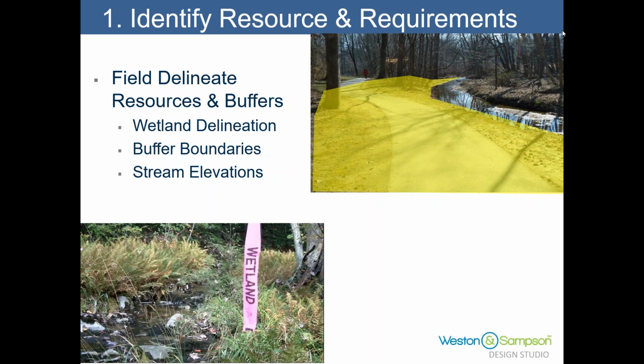The example on the right-hand side shows a stream corridor that has a buffer highlighted in yellow, and just understanding what would be the potential impacts of creating a trail adjacent to the stream valley and within the buffer area. And finally, in the field, it's important to know what the elevations of streams or other water bodies are, to know how a storm event or rising stream waters would impact a potential facility location, and what might be a strategy to address that while you're going through the design process.